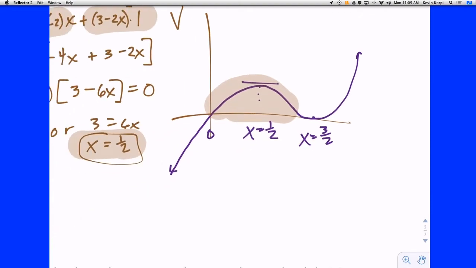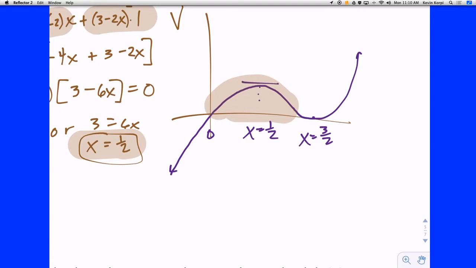So beyond 3/2, notice we still have positive volumes. They still make sense in the sense of volume making sense, right? We can have positive volume. But unfortunately, they don't make sense in the constraints of our problem because it requires having a piece of cardboard that's bigger than 3/2. So there you go. We know it's an absolute max at x equals 1/2.